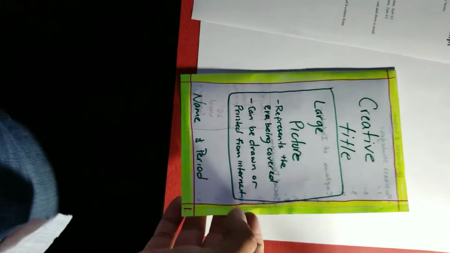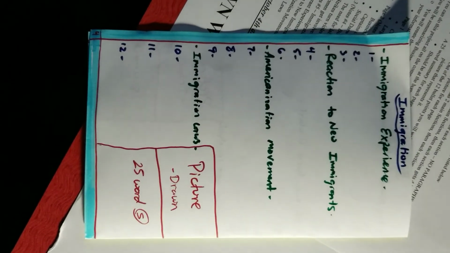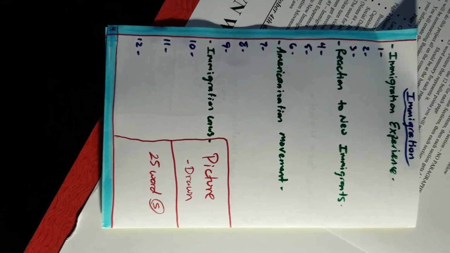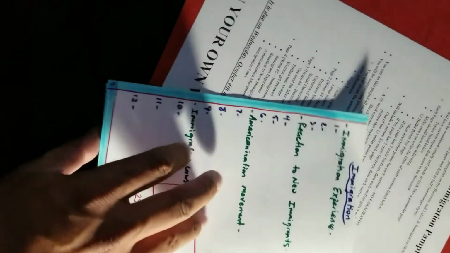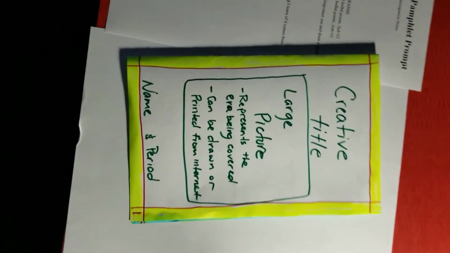So at the end, when you turn it in, you're going to have a creative title, large picture, name and period. You're going to have 12 bullet points, a picture, and 25-word summary. 12 bullet points, a picture, and 25-word summary. And again, 12 bullet points, picture, and hand-drawn summary. So altogether, 36 bullet points. And it is worth 400 points. Will really hurt your grade if you don't do it.